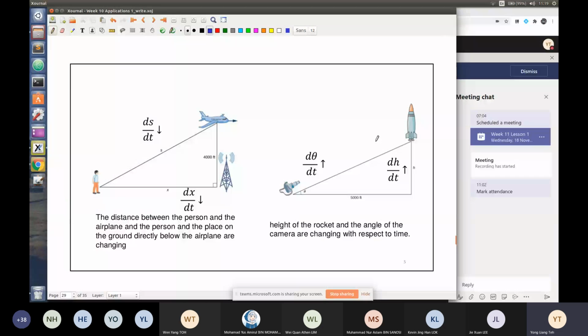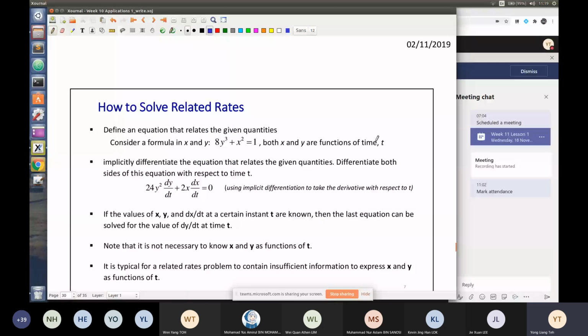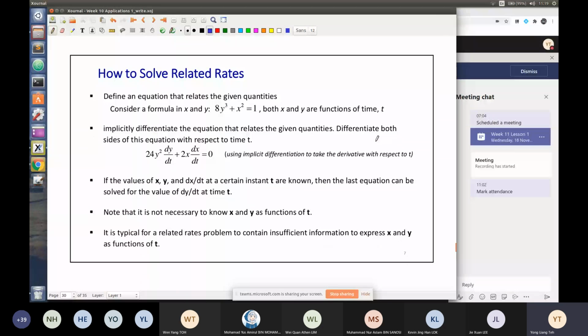So these are further examples that I will not go through. You can read them yourself. There are actually some steps that we use as standard to solve a related rates problem.